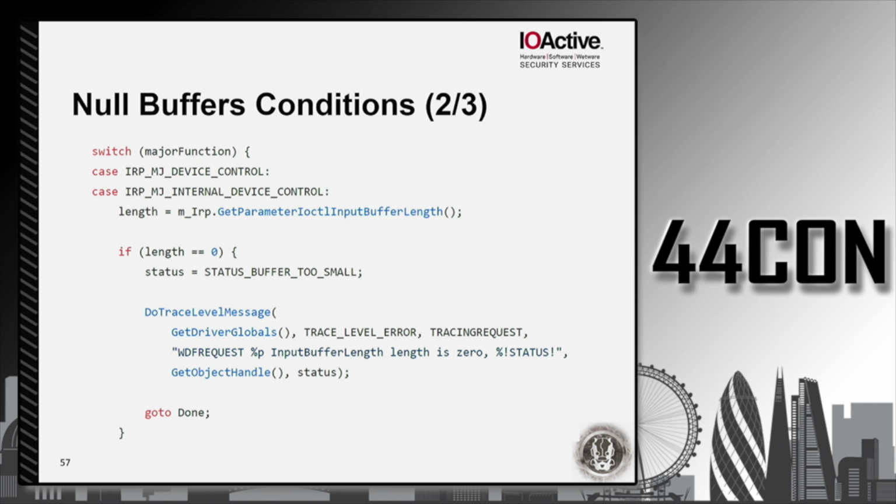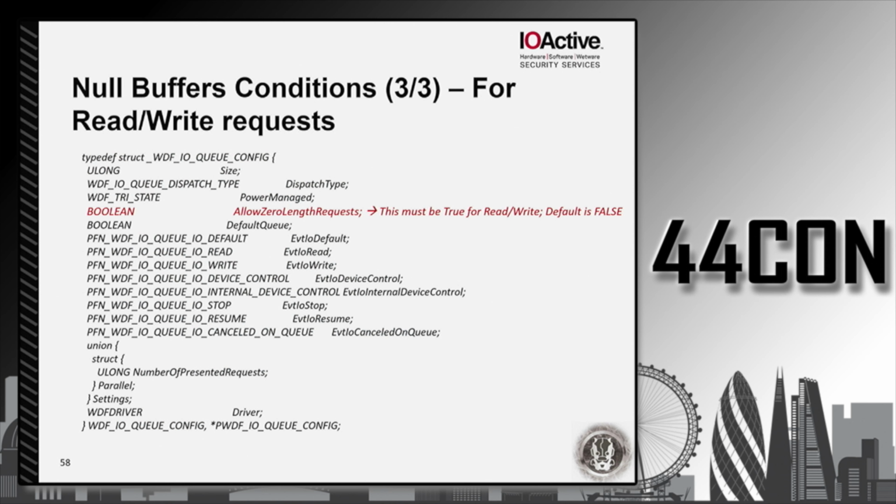The code actually automatically states that when the length is 0, return the status buffer too small. And that's different than 0, so non-success. The same thing goes for read and write requests. You have to have a queue specifying the allow zero length requests set to true, and by default it is false. So it's very hard to find those kinds of issues. Now, null references of that kind are really hard to find.